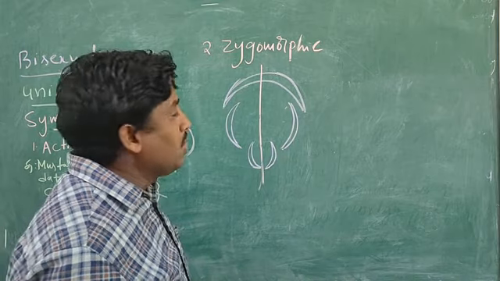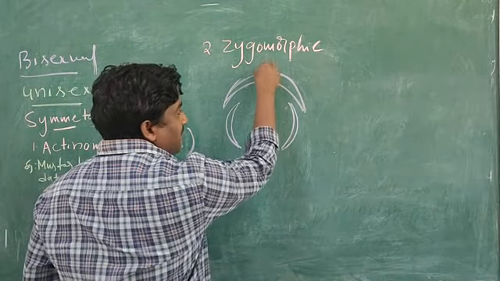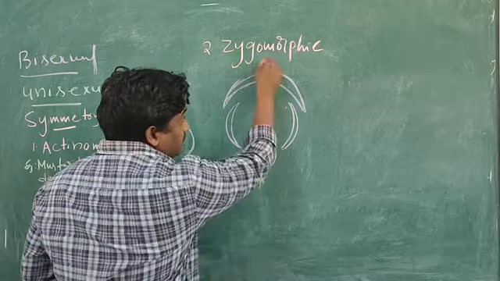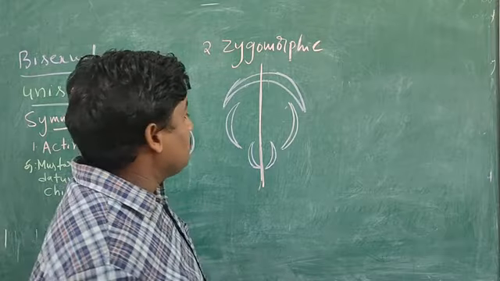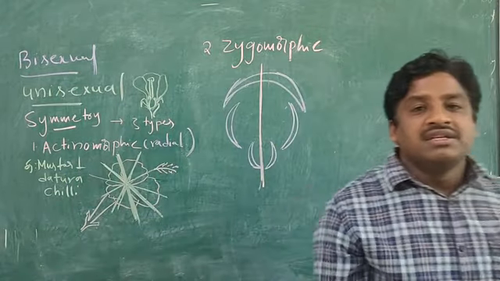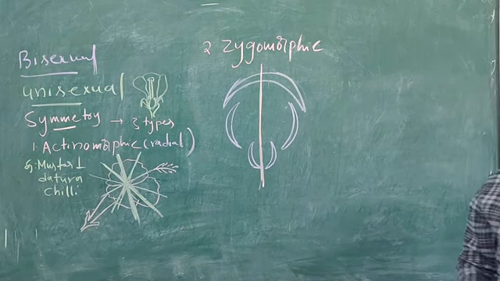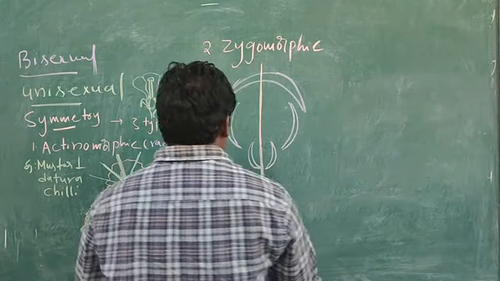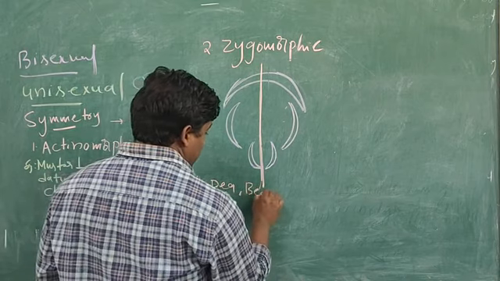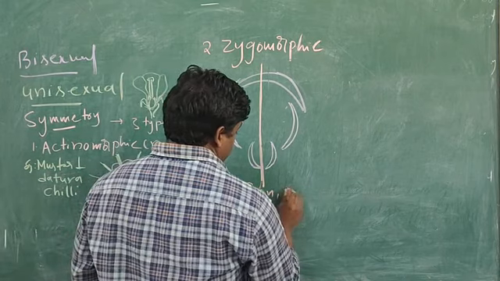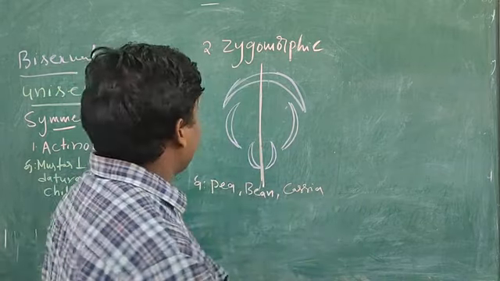Only in zygomorphic flowers can you cut in a particular vertical plane. Vertically you can cut it passing through the center, and it can be divided into two equal parts. Such flowers we call zygomorphic flowers. Okay, examples. What are the examples? It is the pea and bean, and one more example, cassia, and one more example, gulmohar.